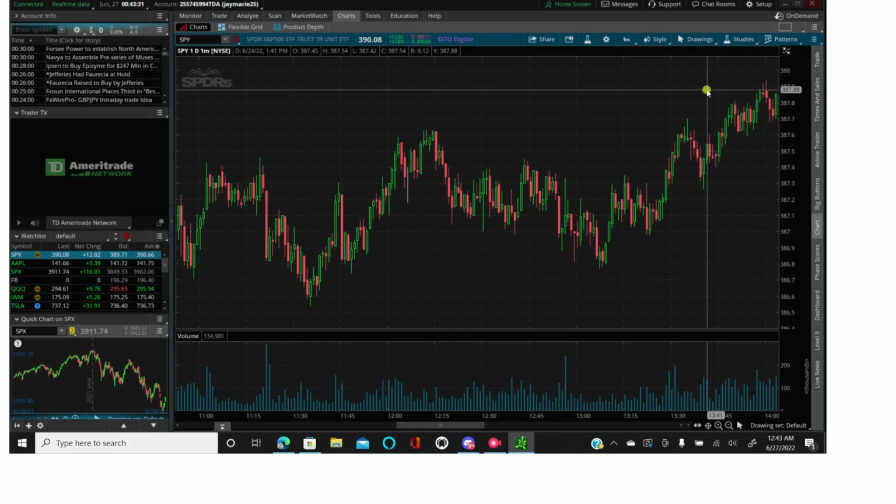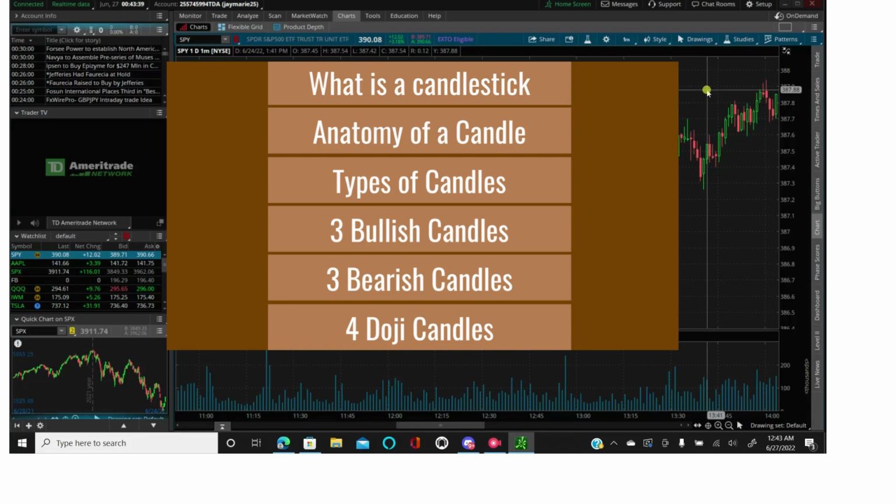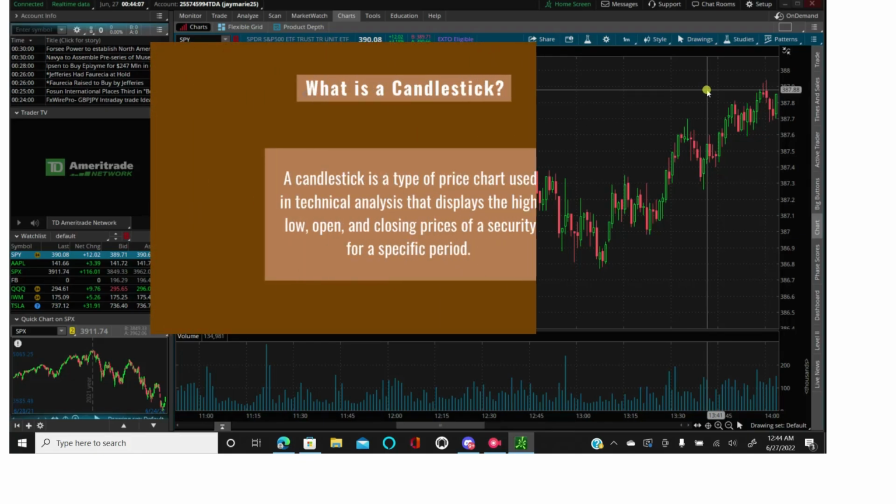Okay, so this week we're going to be talking about all things candlesticks. We're going to go over exactly what a candlestick is, the anatomy of a candle, the types of candles. I'll go over 3 bullish candles, 3 bearish candles, and I will show you 4 doji candles. So what is a candlestick?